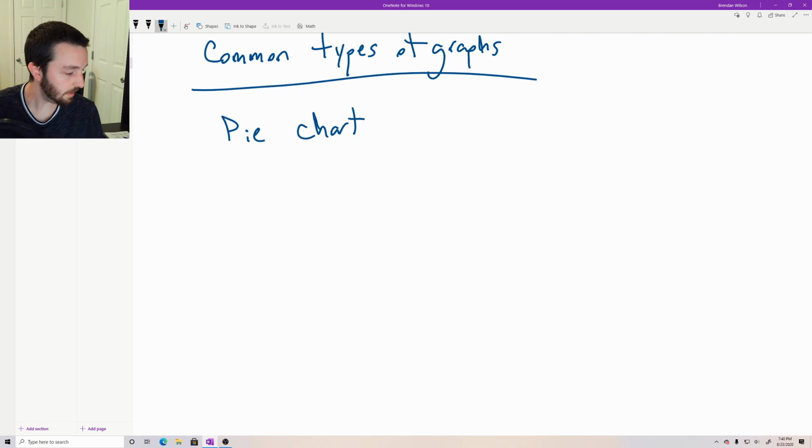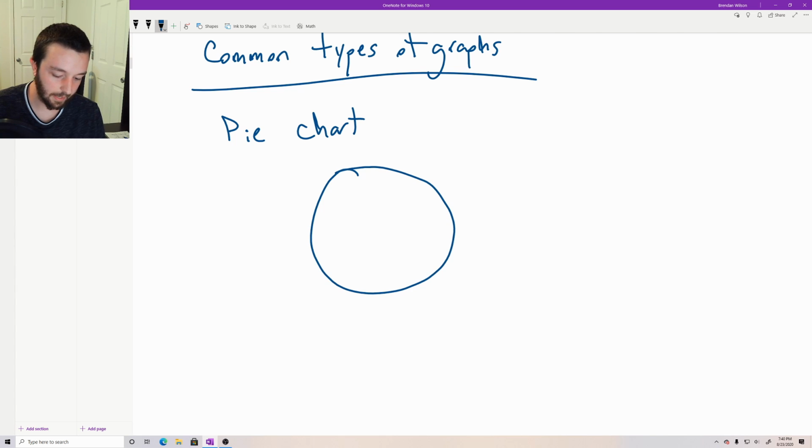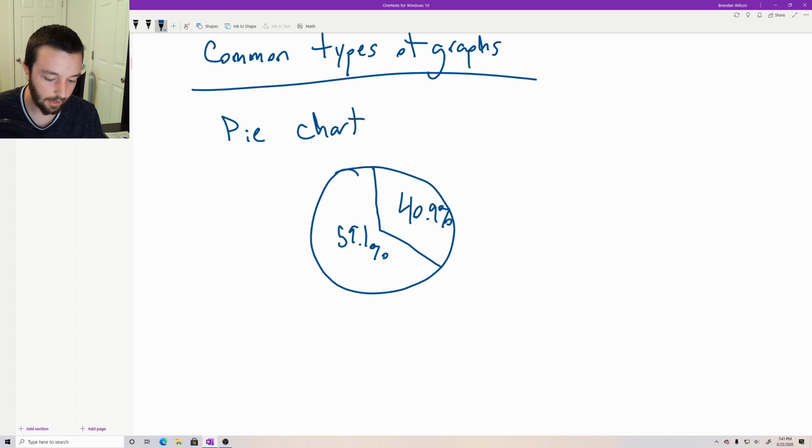The pie chart. So in this example here, they survey people at this college and ask how many people are going full time, how many are going part time. And in their data, they come up with 40.9% as part time and 59.1% as full time.